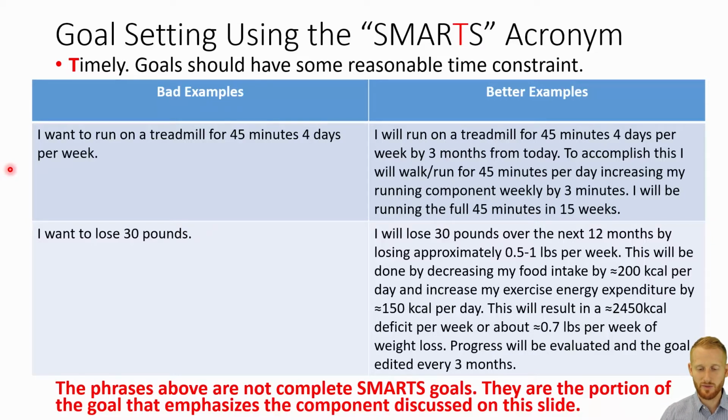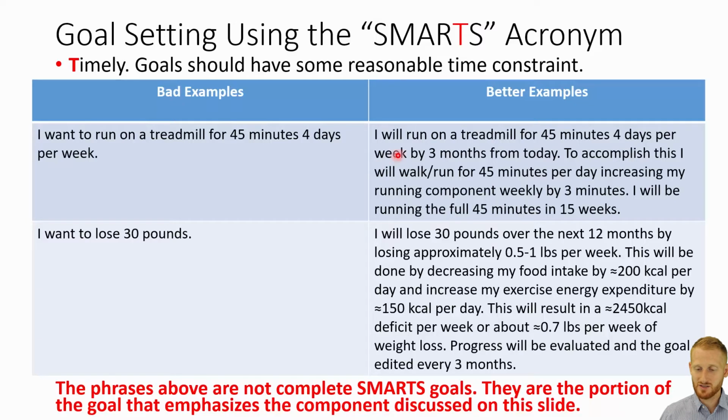An example of something they might come to you with, a fairly decent example in a lot of ways, is: I want to run on a treadmill 45 minutes, 4 days per week. That's pretty good. It's a goal that's well on its way to becoming a SMARTS goal, but it doesn't have a timetable on it, so it doesn't have a deadline of when they're going to achieve this. So when will you be able to run 45 minutes a day, 4 days a week? Is that a month from now, or 6 months from now? Those are two very different goals, so you need to define the deadline.